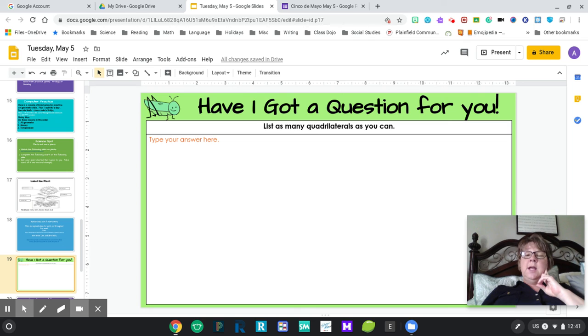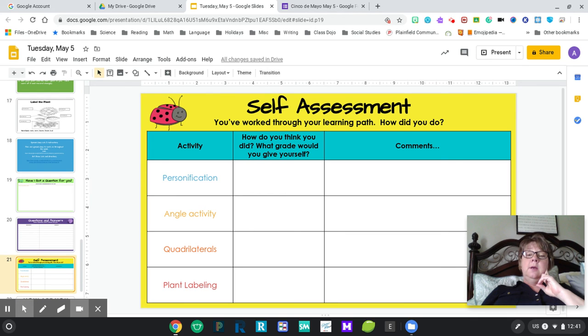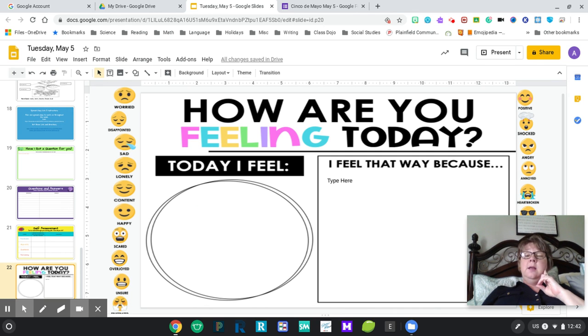Your question for today is to list as many quadrilaterals as you can. If you have any questions for me, be sure to ask them. I will do my best and answer them. And self-assess yourself. How did you do on personification? Was it a little hard for you? Angle activity, quadrilaterals, and the plant labeling. All right. And then the last slide, be sure you get to this last slide and tell me how you are feeling.